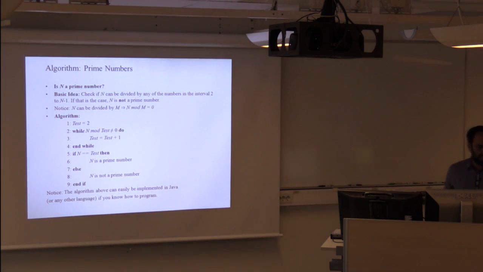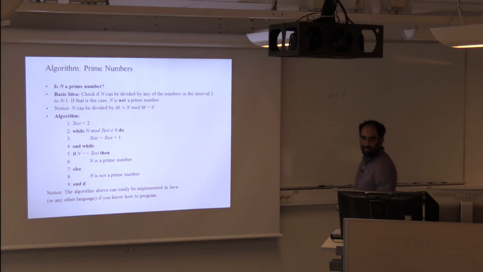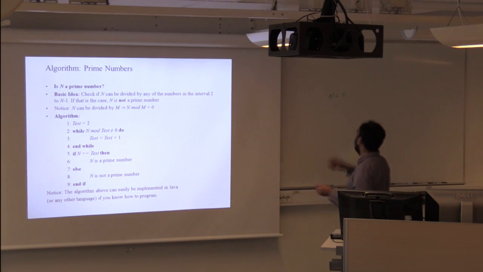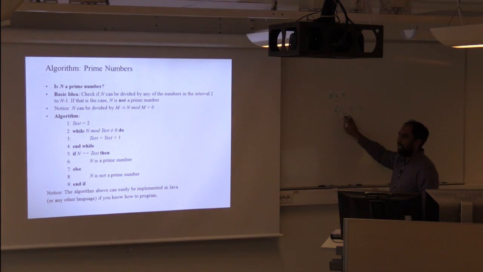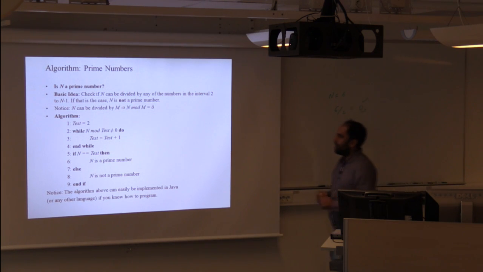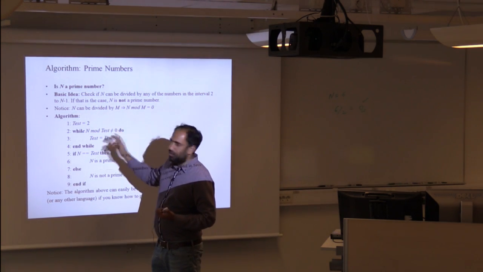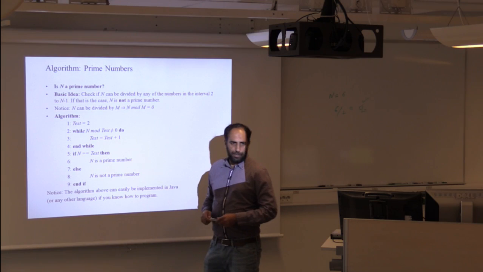Okay, so let's say we have a number n which is 6, and we want to find out if it's a prime number or not. We start testing by dividing, starting from 2. If you divide 6 by 2, the remainder you get will be 0. So here we say while n mod test is not equal to 0, but in this case we get 0. So the loop will come to an end here, and then we test if n is equal to test.